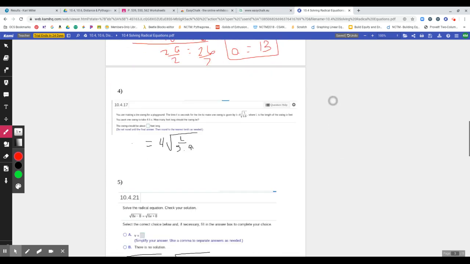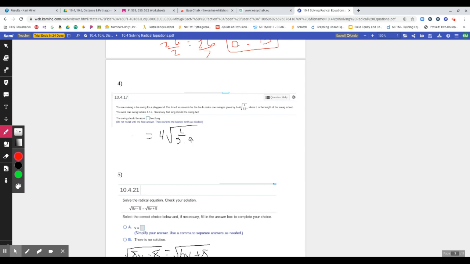All right, number 4. Now this is a word problem. It says you're making a tire swing for a playground. The time t in seconds for the tire to make one swing is given by this equation: T equals 4 times the square root of L over 5.9, where L is the length of the swing in feet. You want one swing to take 4.5 seconds. So that's going to go in for T, right here, 4.5, and that's supposed to be a decimal. So 4.5 equals 4 times the square root of L over 5.9.